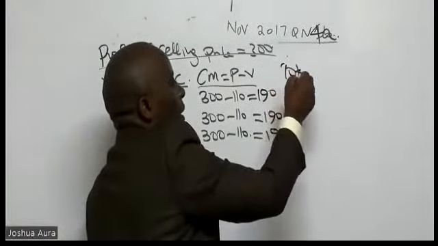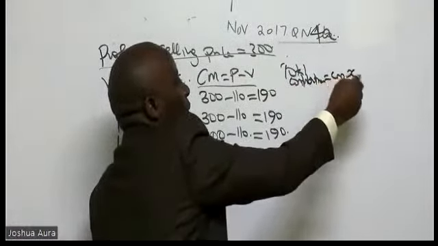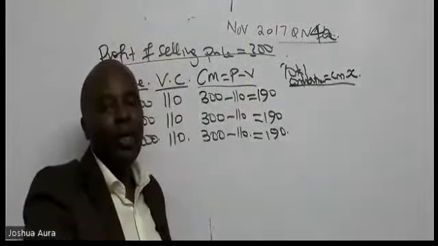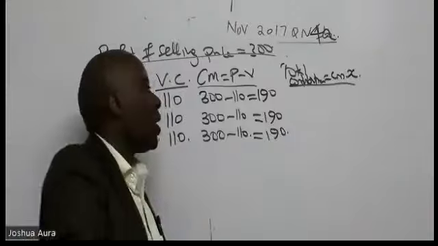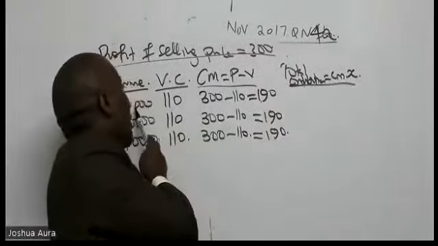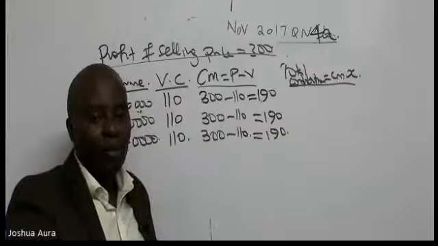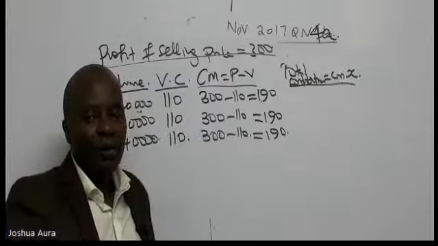So please come here and give me the total contribution. Remember that total contribution is CMX. It is contribution per unit times the number of units. So here, I know it will be 190 times 120,000. You can decide to put your figures in shillings, millions, or thousands, depending on which looks beautiful.